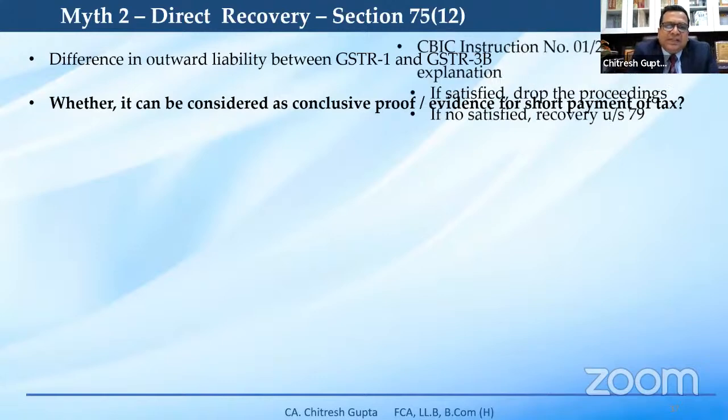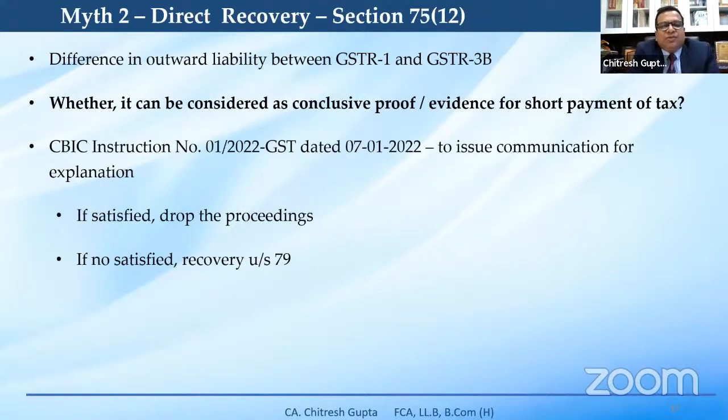So keeping in view all these things, the CBIC has issued Instruction number 1 of 2022 dated 7 January 2022, wherein they said if there is a mismatch between the outward liability declared in GSTR 1 and GSTR 3B, in that case the department shall issue a communication to seek explanation from the taxpayer, and if the department is satisfied with the reply of the taxable person, they shall drop the proceeding, and if not satisfied, they shall initiate the recovery proceeding.